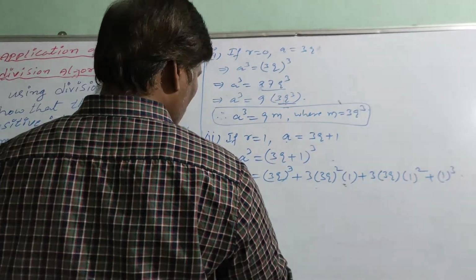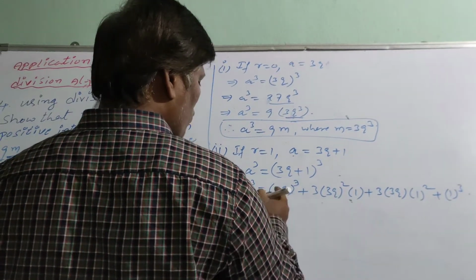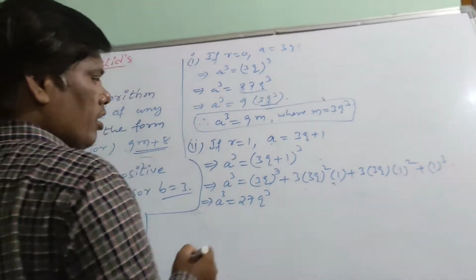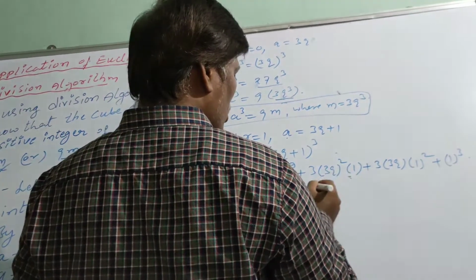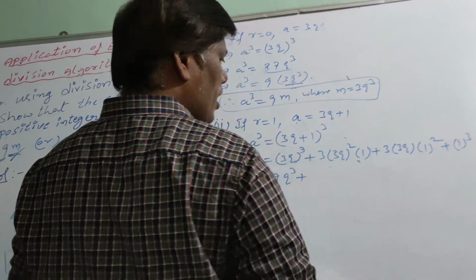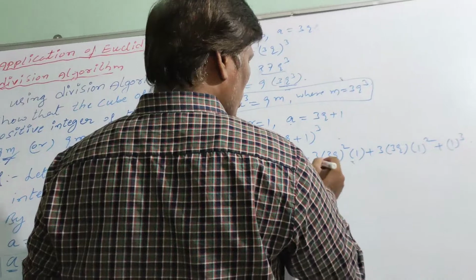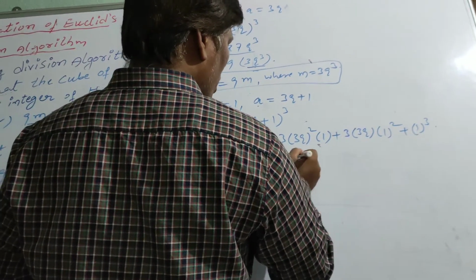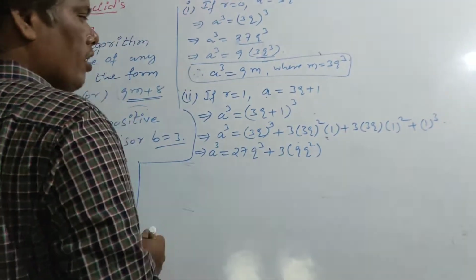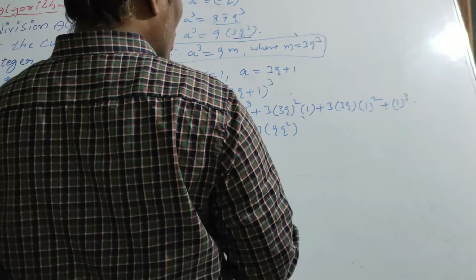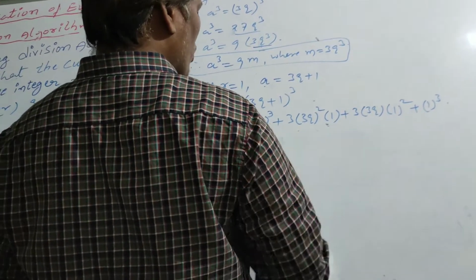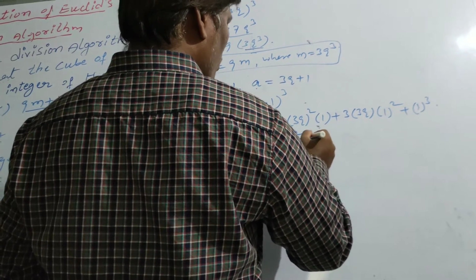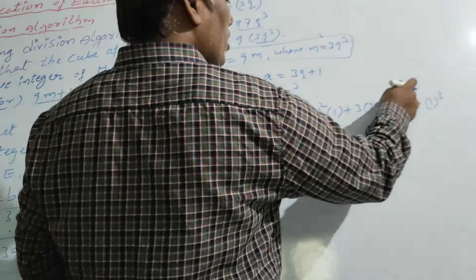Then A cube is equal to 3Q whole cube, which is 27Q cube. Next, 3 into 1 is 3, into 3Q whole square, which means 9Q square. Now if you multiply 3 into 9, we will get 27Q square. So what we will get? 27Q square plus, 1 square is equal to 1.